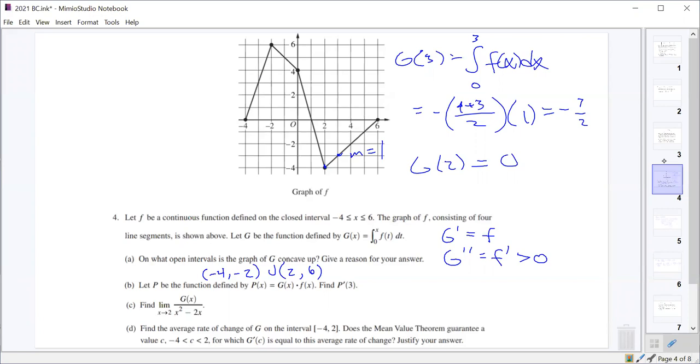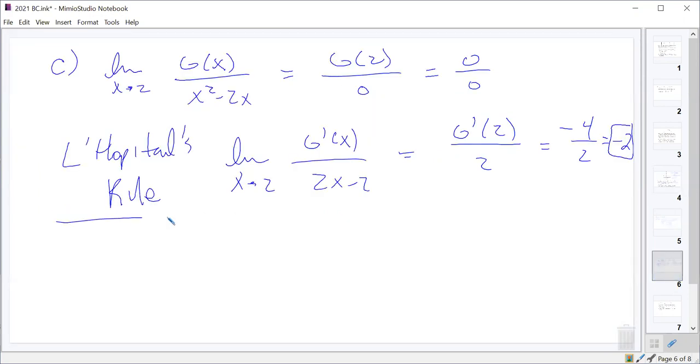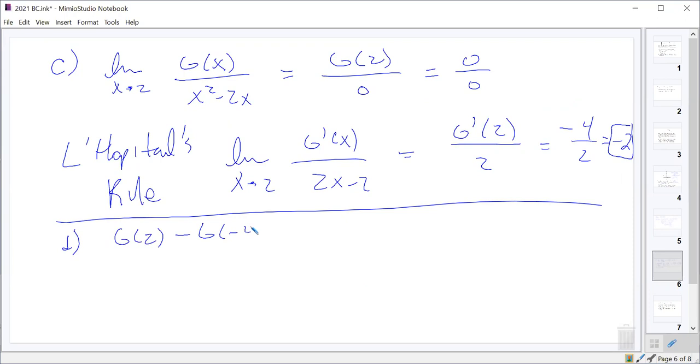All right, and then part D, find the average rate of change of G on the interval -4 to -2. So the average rate of change of G ought to be G of 2 minus G of -4 over 2 minus -4, which ought to be something over 6. We got to figure out what g of 2 is. Well, we already did that, right? G of 2 is 0. Minus our value for g of -4.